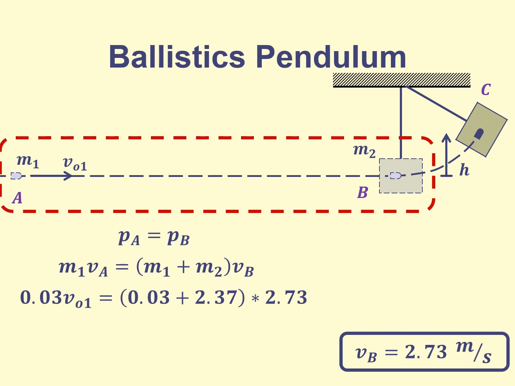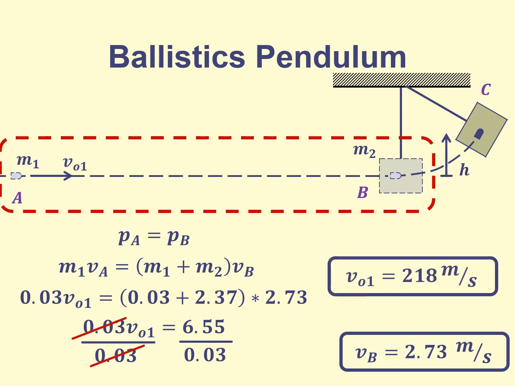So we'll go ahead and plug in our numbers. 0.03 times the initial velocity at A is going to be equal to 0.03 plus 2.37 times 2.73. Go ahead and multiply that together. That gives you 6.55 divided by 0.03, and that gives us our velocity at point A equal to 218 meters per second.